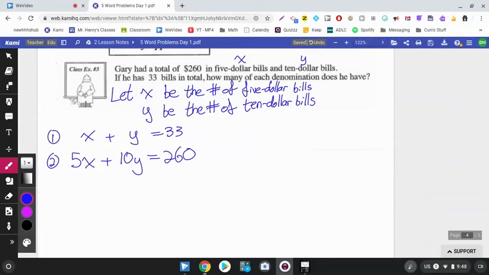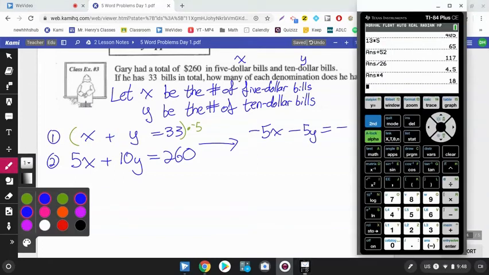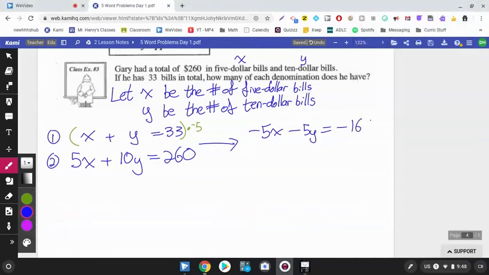Well, now I just figure out how can I eliminate one of the variables. And what I'm going to say is I bet I could turn an X into a negative 5X so that I have the same coefficient but opposite sign. And I would do that if I multiply everything. I have to multiply left and right on that equation by negative 5. Okay. So what that takes me to is negative 5x minus 5y equals negative 33 times 5, 165.